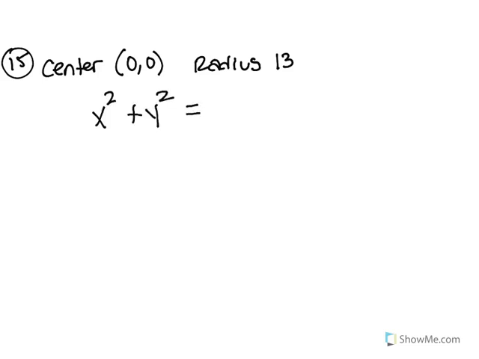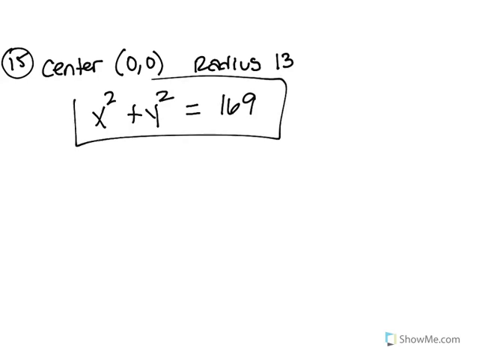15, our center is (0, 0) with a radius of 13. So that would just simply be x squared plus y squared. And if you square 13, that's 169. That would be your equation.